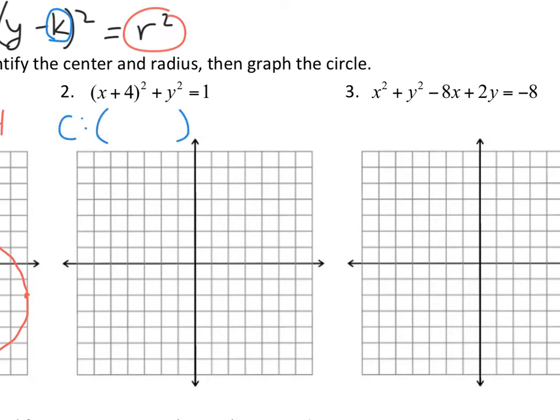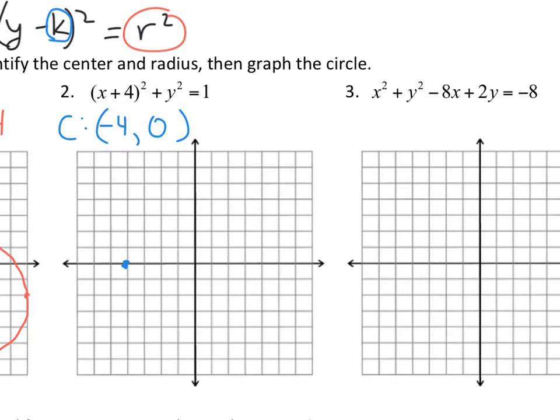Center point is negative 4 because I'm switching the value. Y doesn't have anything with it, so it's really a y minus 0 or plus 0. So 0 is my y coordinate of my center. That means negative 4, 0 is my... whoops, don't do what I just did. Negative 4, 0. I switched my coordinates.